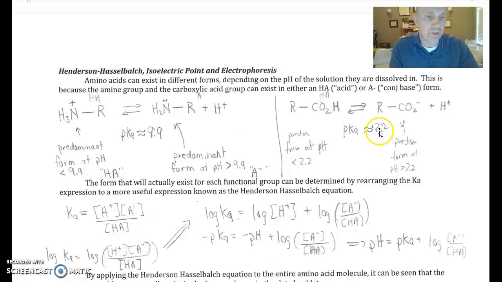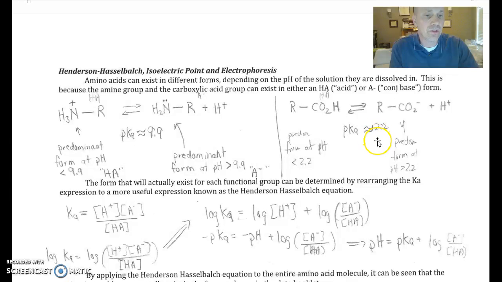One important rule of thumb that you can use without even using this equation is that for every unit higher the pH is than the pKa, that's a factor of 10 of one thing versus the other. So for example, if the pH is 3.2, you have a 10-to-1 ratio of this versus that. If the pH is exactly 2.2, you have a 1-to-1 ratio.